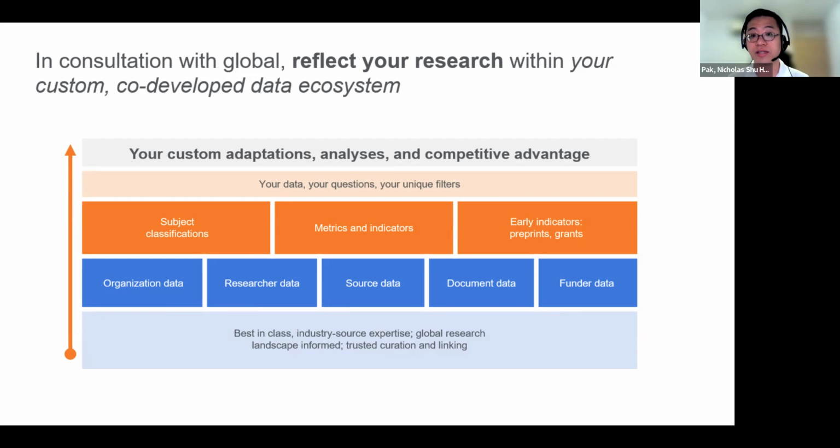In this case, we are looking to include in preprint data, our funding data as well, and we'll be able to see the other data types like organizational data, researcher data, source data as well. Document data would of course include preprints. Next slide, please, Sandra.